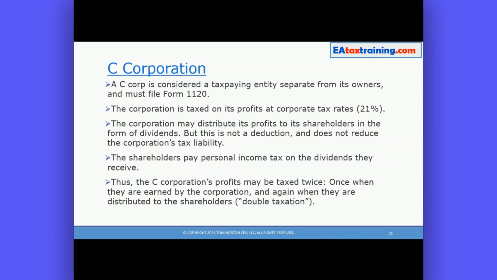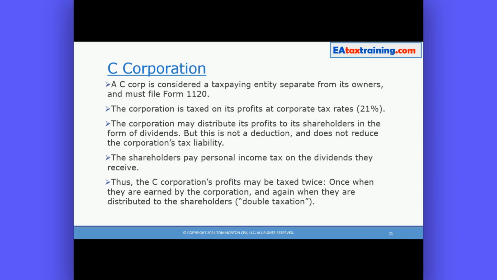And I say if it wants to, because there can actually get to a point where they are essentially required by the IRS to distribute those profits. But up to that point, it's up to the corporation whether or not they distribute those profits. However, when they distribute those profits, that's called a dividend, and that is not deductible by the corporation.